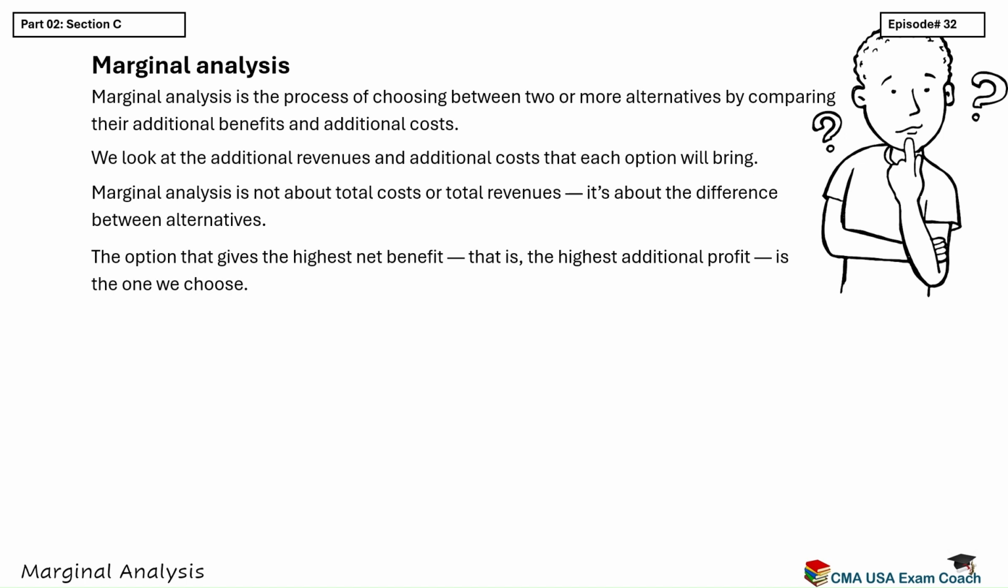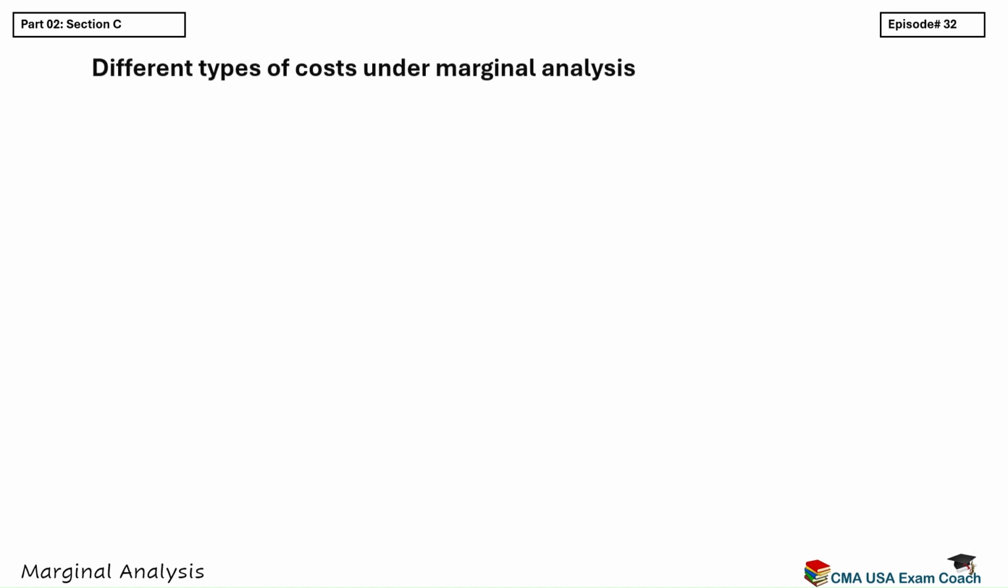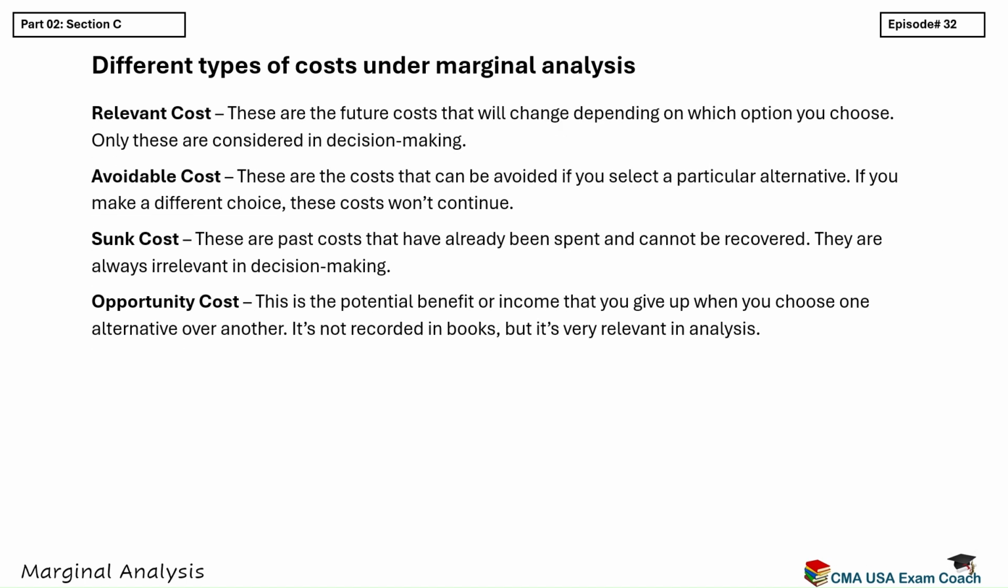Before we move forward, let's take a moment to list some of the key cost concepts that we will use repeatedly in marginal analysis. Understanding these costs clearly is very important because they help us decide which information is relevant and which is not in each decision-making situation. So, here are the main cost types you need to remember. Relevant cost. These are the future costs that will change depending on which option you choose. Only these are considered in decision-making.